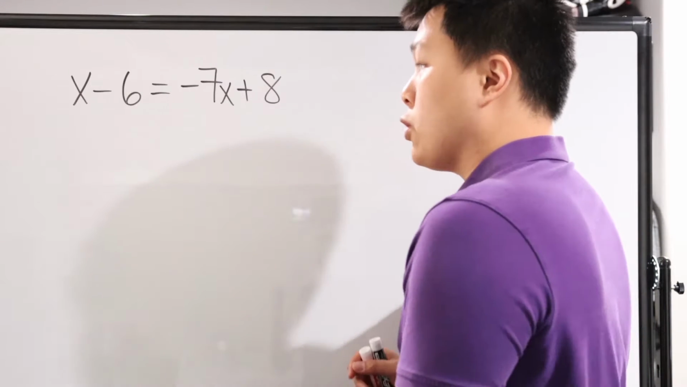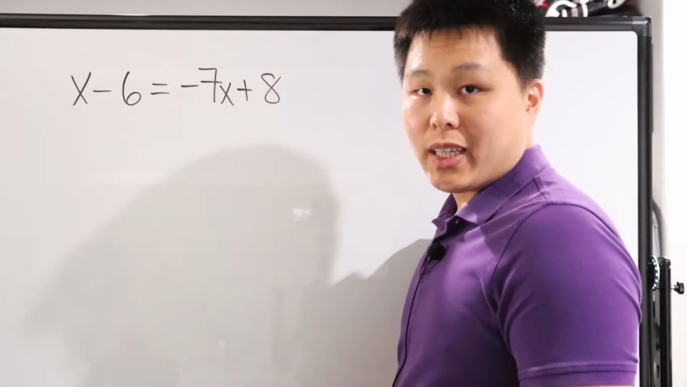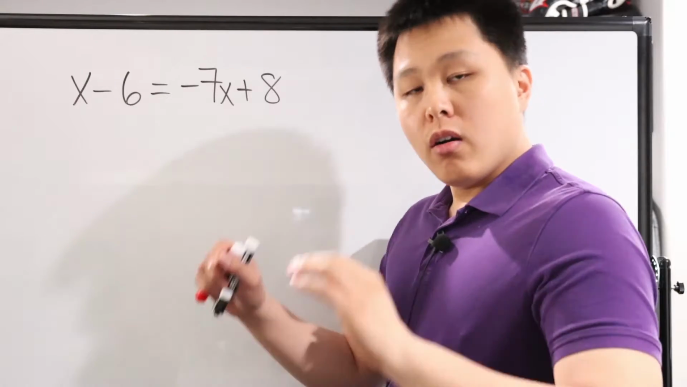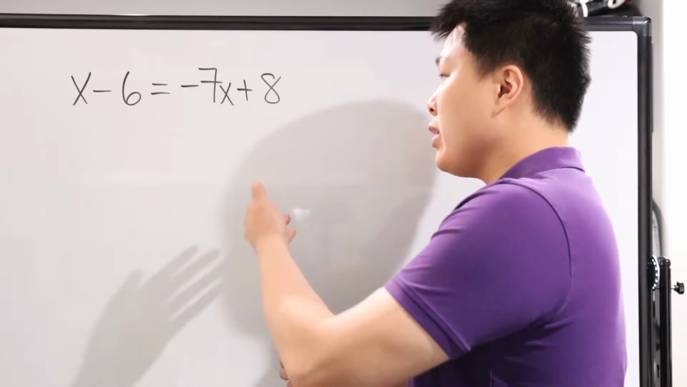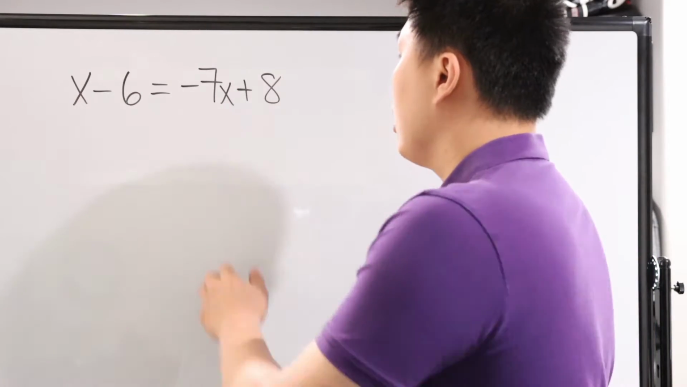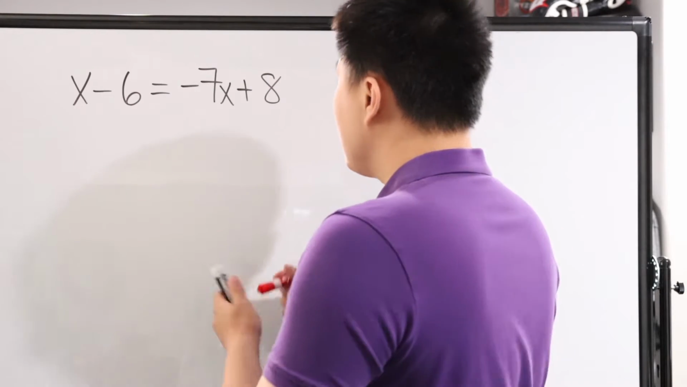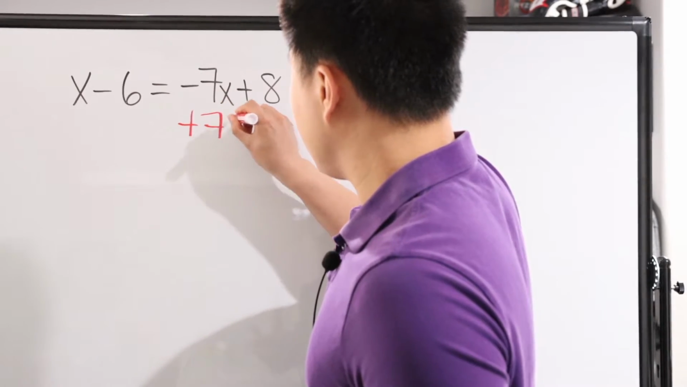Alright, so this is our first problem. We have x minus 6 equals negative 7x plus 8. Once again, we have a variable here and a variable here. What we're going to do is move all the variables to one side first. And we can do that by canceling one against another. This one's a negative 7x, so in order to cancel it, we're going to do the opposite. So we're just going to add 7x here.